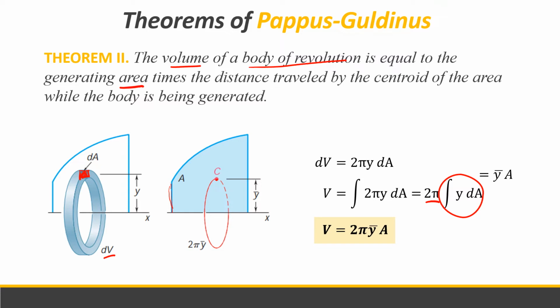So, the volume of the body of revolution is equal to the generating area, so our area, multiplied by the distance traveled by the centroid. So, the distance traveled is 2 pi r. But the r here is y bar, which is the location of our centroid. So, 2 pi y bar A. The difference from theorem 1 is L, the length from earlier. This time it is area. So, that is the theorem of Pappus-Guldinus.